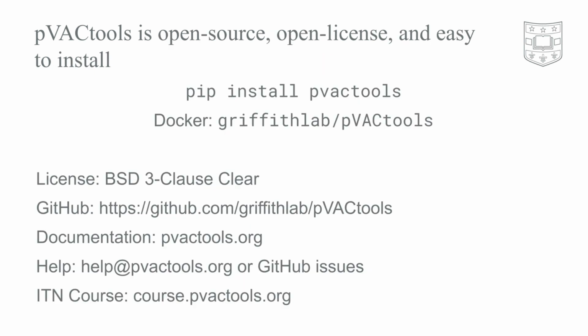pVACtools is open source, open license, and easy to install. It is packaged on PyPI and can be installed with pip install pvactools. We also provide version releases on GitHub and versioned Docker containers on Docker Hub under the griffithlab/pvactools namespace. pVACtools is licensed under BSD 3-Clause Clear. Documentation is available at pvactools.org. For help, we have an email alias available, or users are welcome to open a GitHub issue.